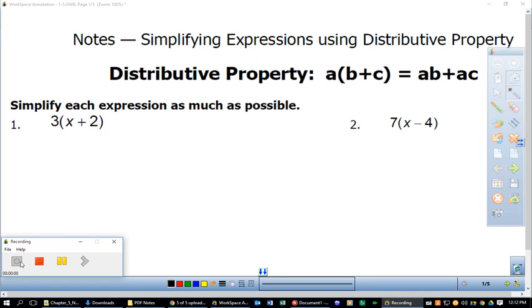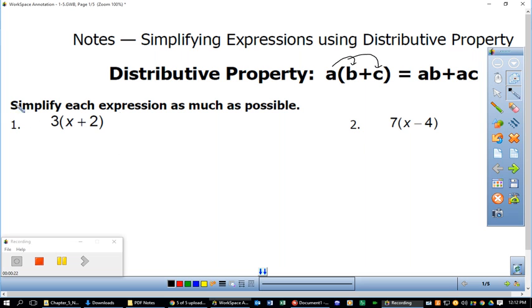Day 5, Simplifying Expressions Using the Distributive Property, Part 2. As a refresher, the distributive property says if we have A times B plus C, we can take A times B and A times C and just add those together. So we take whatever's on the outside of the parentheses and we spread it out. We multiply it by everything inside the parentheses.